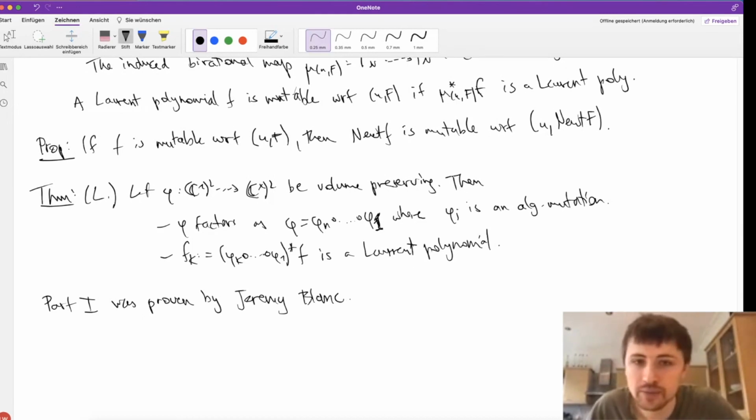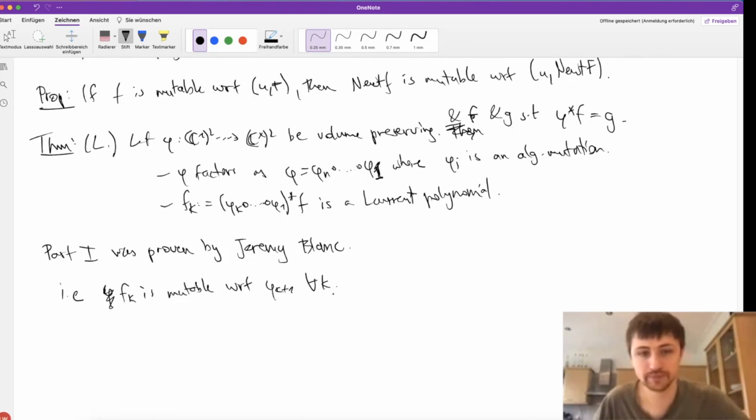Actually, I forgot a condition here: volume preserving, and f and g such that, important point. So I take a birational map and two Laurent polynomials such that the pullback of f is g. Then I can factorize phi into mutations such that if I pull back f along phi 1, I get a Laurent polynomial. Then if I pull back along phi 2, I get a Laurent polynomial again, until I get to g. So, in other words, f k is mutable with respect to phi k plus 1 for all k.